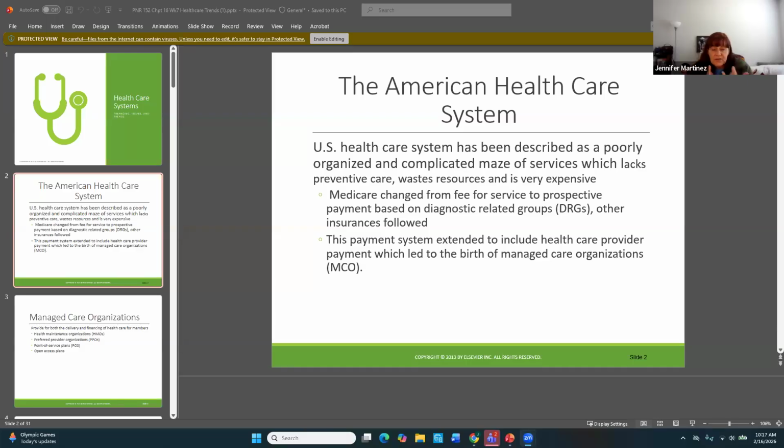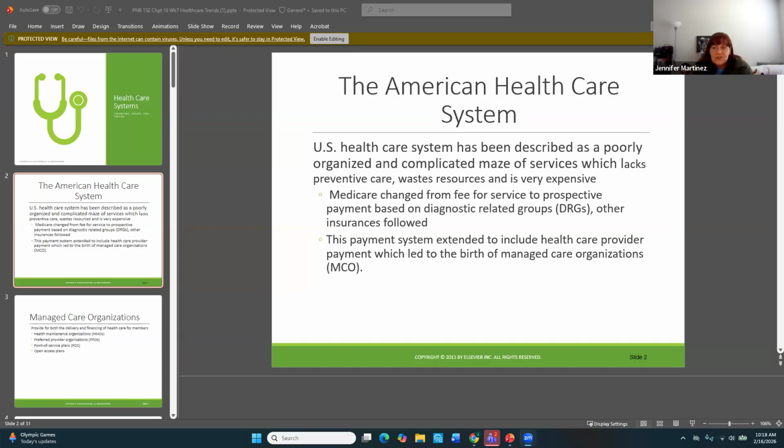That means there is more of a focus on minimizing length of stay as well as minimizing extraneous tests and procedures, to cut the costs as well. And so this payment system goes to all healthcare provider payment, which led to managed care organizations.